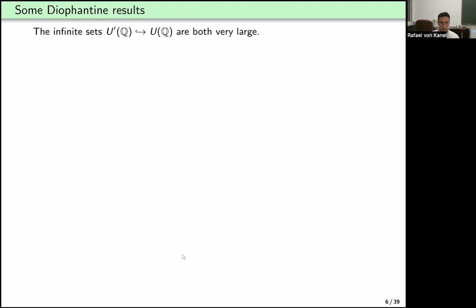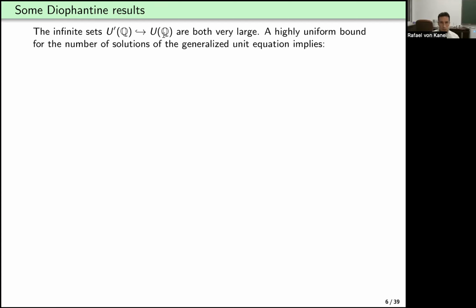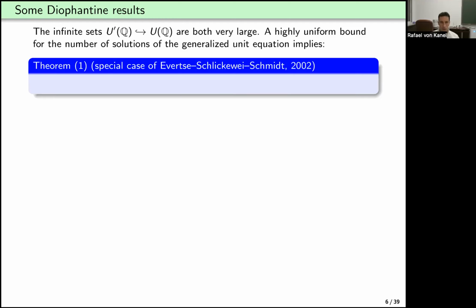Next, I would like to discuss some Diophantine results for these two Diophantine equations. The first remark is that both of these sets, U prime of Q and U of Q, are very large, because both surfaces are rational over Q. Then one can apply a highly uniform bound for the number of solutions of the generalized unit equation, and one obtains the following theorem 1, which is a special case of Evertse, Schlickewey, and Schmidt.